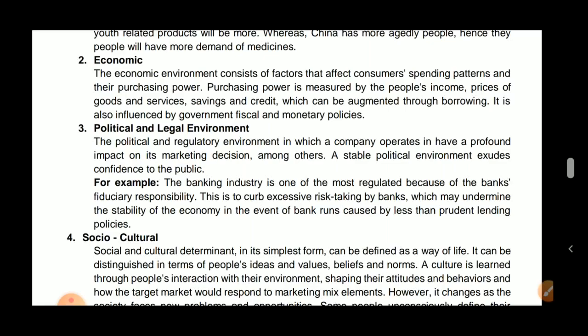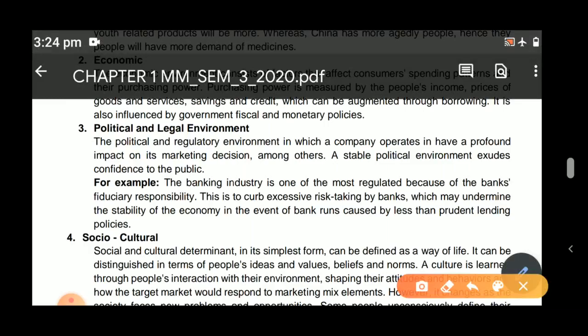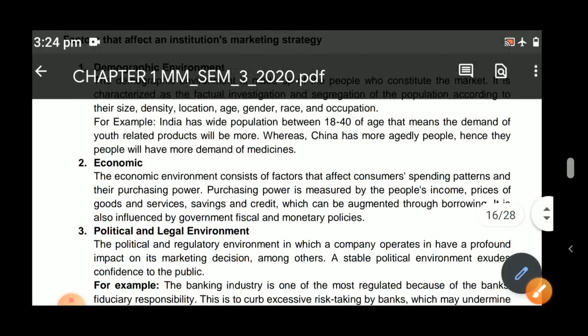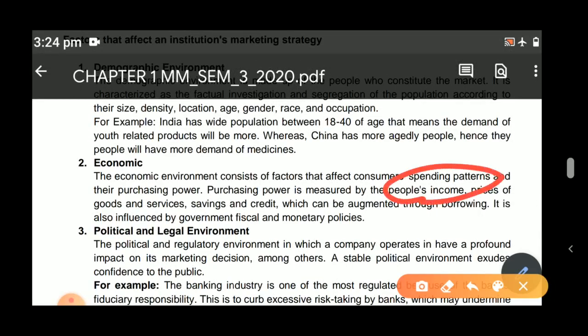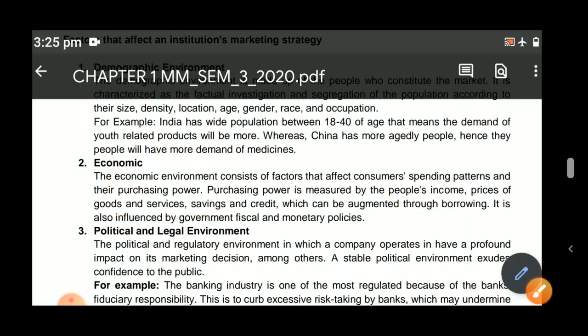The economic environment consists of the factors that affect the consumer spending pattern, what I just mentioned. Fine, they are trying to talk about the spending pattern. All right, and their purchasing power. Purchasing power is measured by the people's income, prices of goods and services, saving and credit, which can be augmented through borrowing. It is also influenced by the government's fiscal and monetary policy.